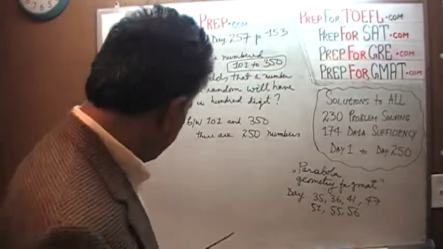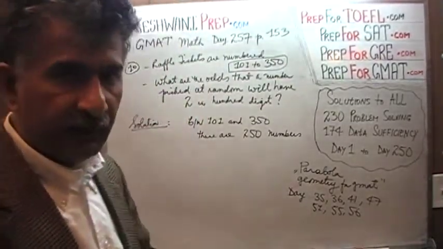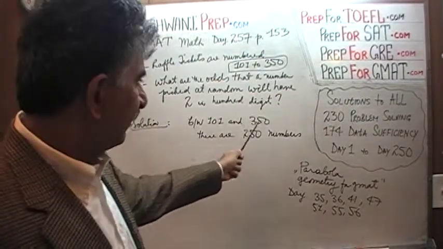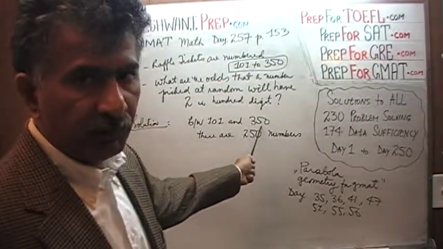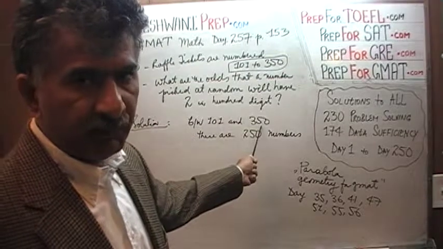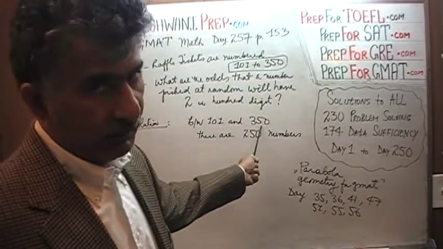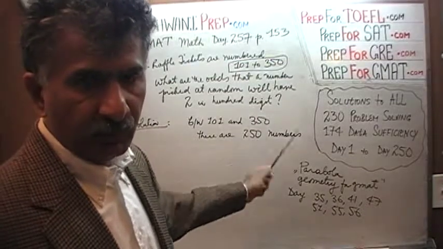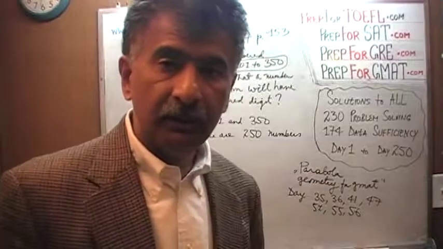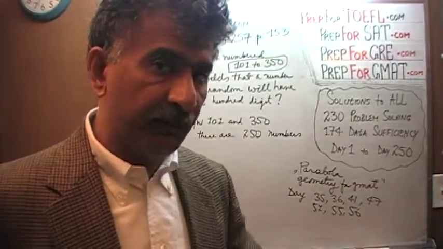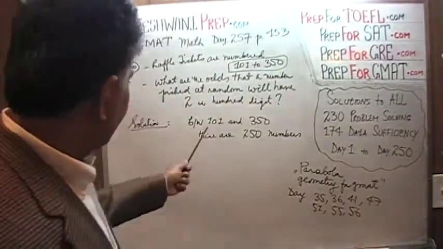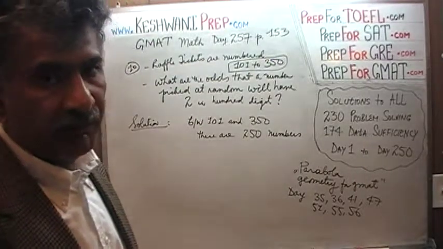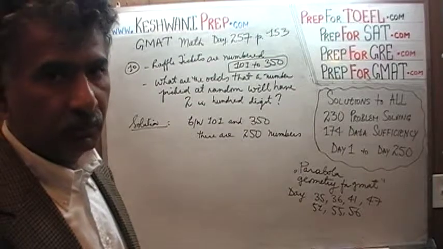That's the first thing. The second thing that you want to be careful about is that don't just subtract one number from the other. If somebody were to ask you how many numbers are there from 1 through 100, well, the answer is clearly 100. But if you subtract 1 from 100, you're going to end up saying 99. So if you subtract 101 from 350, you're going to end up with 249. There are 250 numbers from 101 through 350.